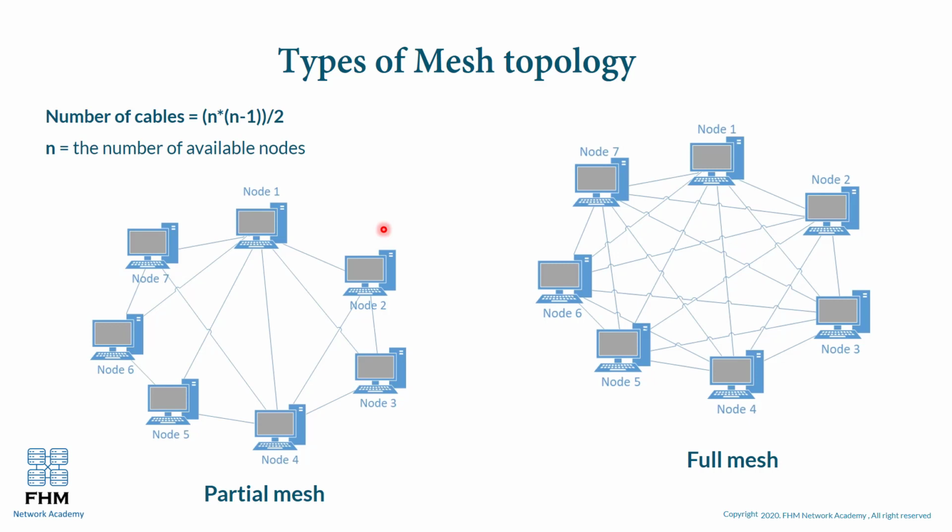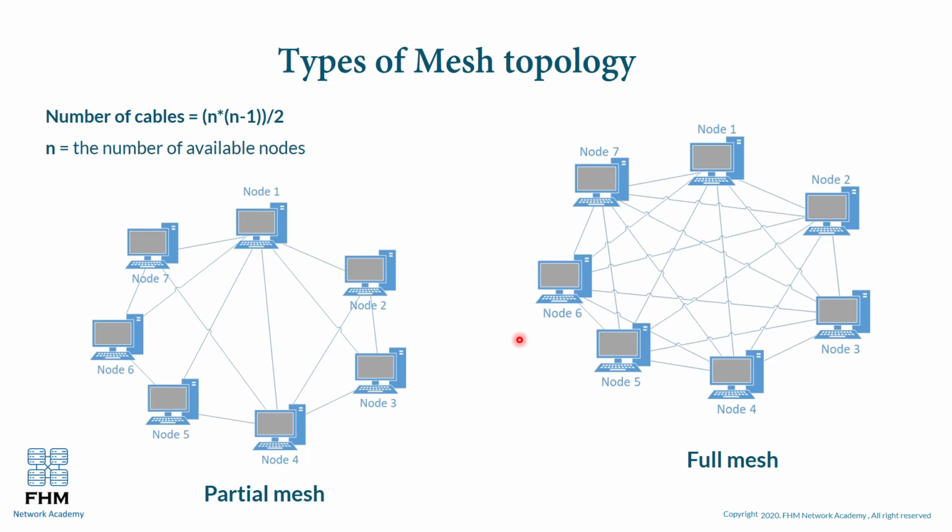The number of connection that we need to form a mesh topology, I mean the full mesh topology, could be calculated by this formula, where n is the number of available nodes in the network. So when you put the number of available nodes in this formula, it will give you the number of connection that you need to have in the network.